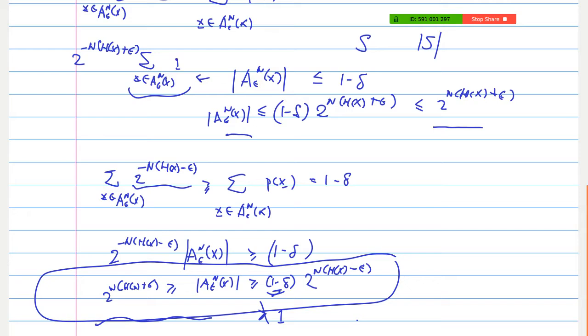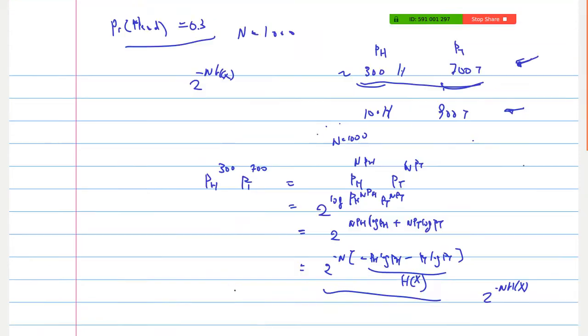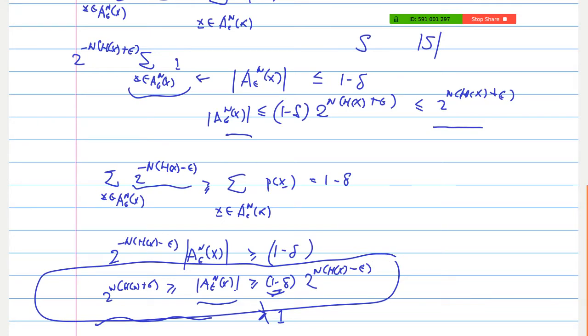So what is the notation of this one? This is the size of the typical set. That means, how many sequences of length n satisfy the condition we described earlier? Basically, P(x^n) is between 2 to the minus n(H(X) plus epsilon) and 2 to the minus n(H(X) minus epsilon).